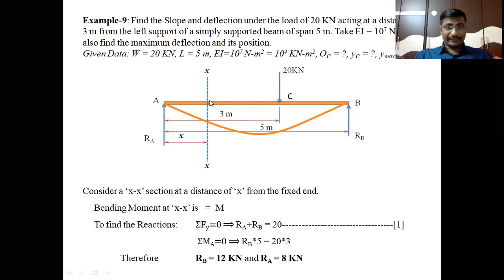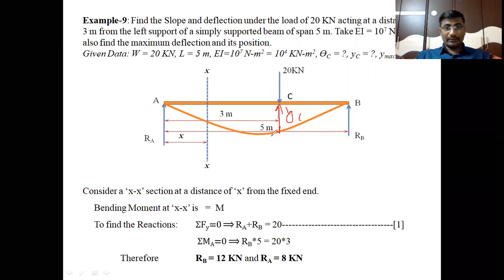So if you substitute x is equal to 3 in the slope equation, we will get the slope under the load. And if you substitute 3 meters in place of x in the deflection equation, we will get the vertical displacement of this beam at point C. Okay, this is the deflection. From this place to this place is the vertical displacement. It is the deflection under the load, YC.